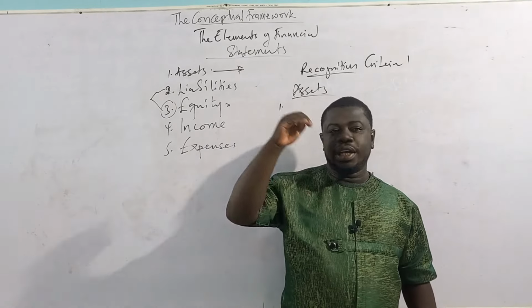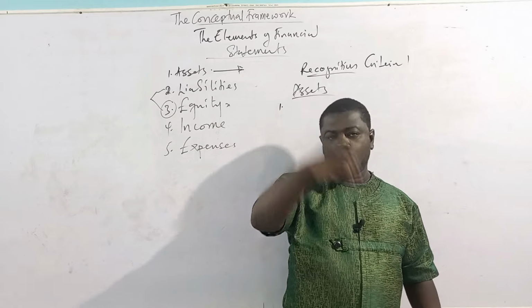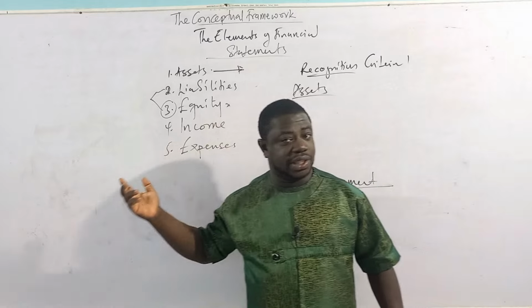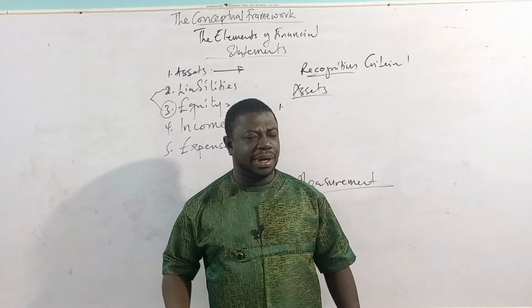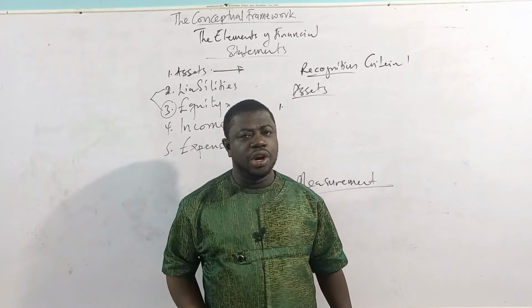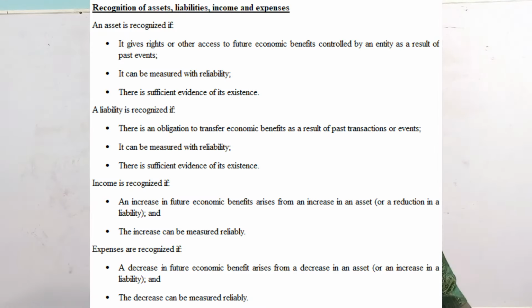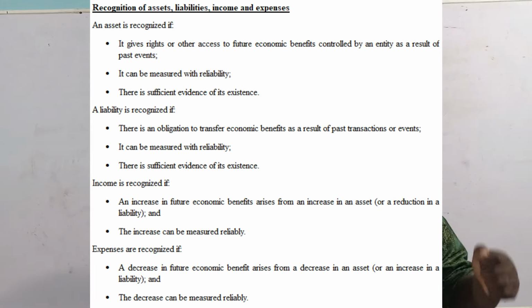And then it also satisfies the definition of the element. So the first criterion is satisfying the definitions we gave, and the second one is about reliable measurement. I think that should guide you to be able to write the recognition criteria. Finally, expenses are recognized if a decrease in future economic benefits arises from a decrease in an asset or an increase in liability. So the first recognition criterion is only meeting the definition we said earlier, and the second one is that the decrease can be measured reliably.